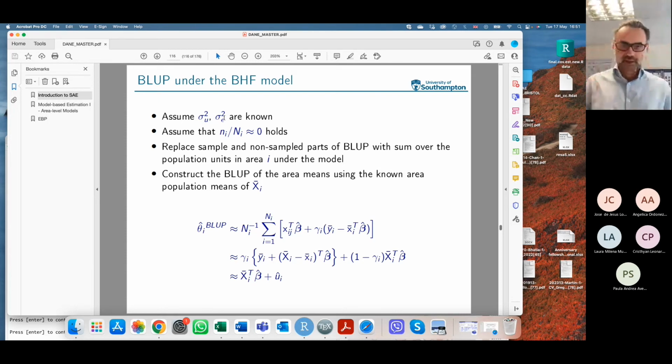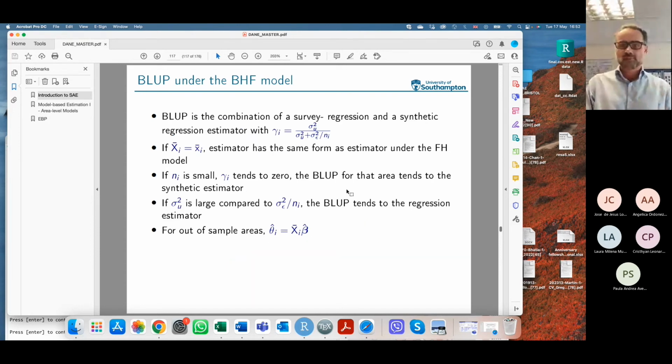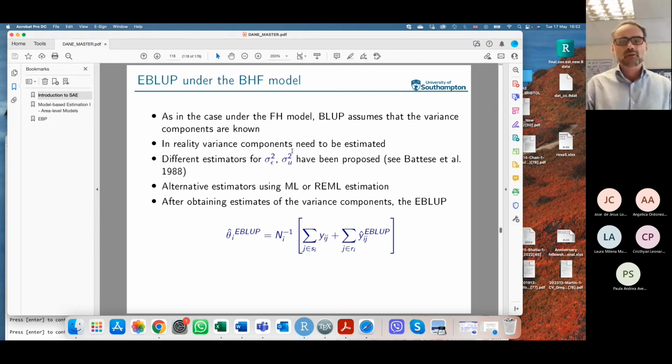Okay, so you see that in order to estimate the small area means in area i, I don't need to use population microdata. I don't need to know the population values of x for all households in the population. I just need to have the aggregated covariates at the municipality level. And then I'm ready to do small area prediction. Okay. So again, as in the case of the Fay-Herriot model, we move from the BLUP to the EBLUP. I will move to the EBLUP in one moment.